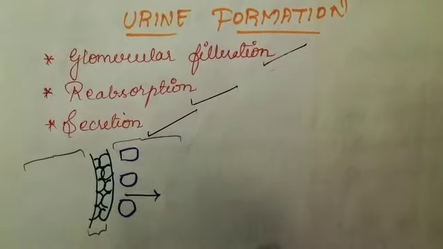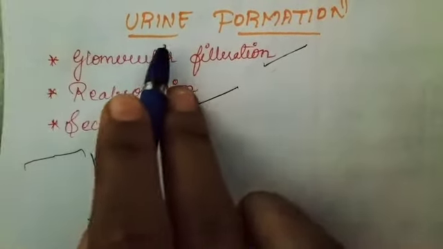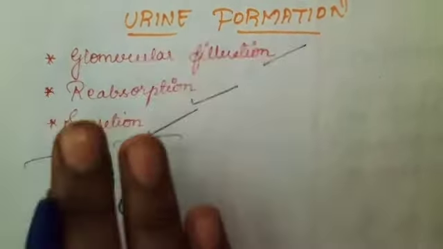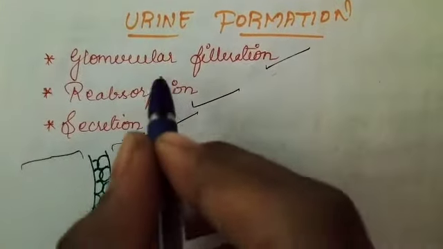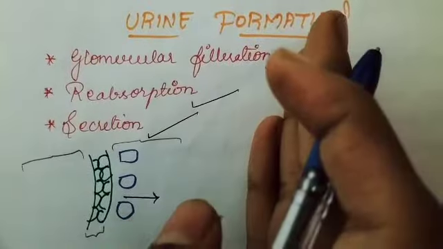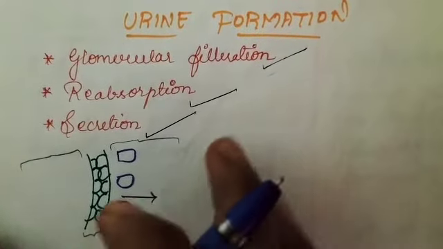Hello students, today we will see urine formation. There are three major steps involved in urine formation. They are glomerular filtration, reabsorption and secretion. Okay, so first going into the three steps, we should know about some structures.